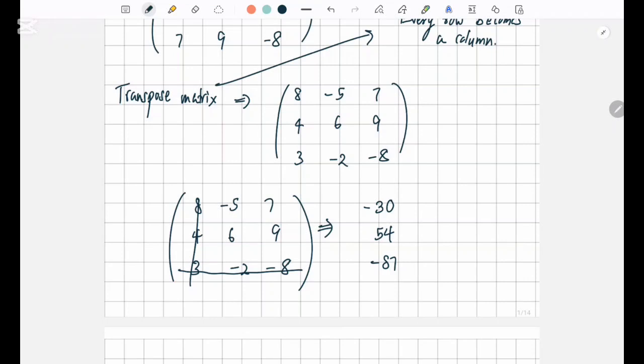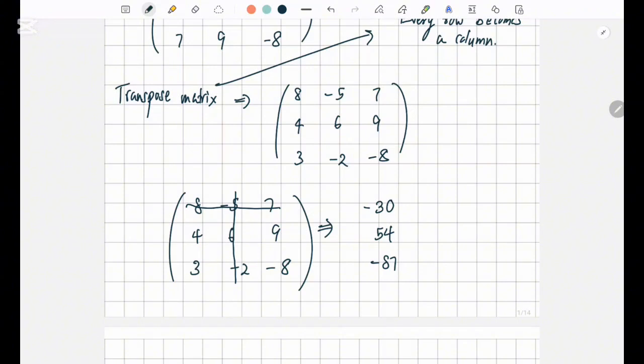This right here is the first column. Let me just recheck again. Yeah. Okay. Now let's go to the second column. So for the second column, you erase this cross, and now you cut the second column and the first row.